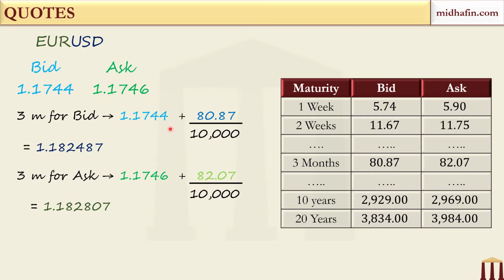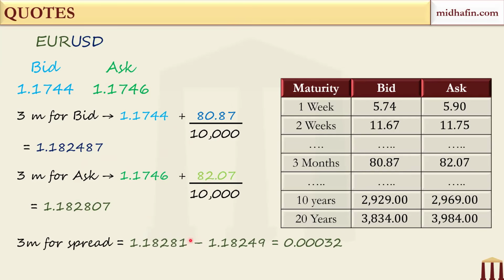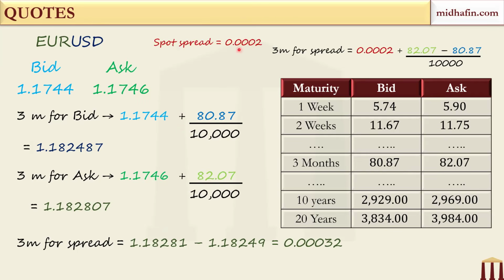So for 3-month forward, either you can subtract these two and you can get the bid-ask spread. Or else you can also do this. You can see what was the spot spread. It was 0.0002. You see what is the 3-month spread in terms of points. So this difference you divide by 10,000, you add it to 0.0002, you'll still get the same result.